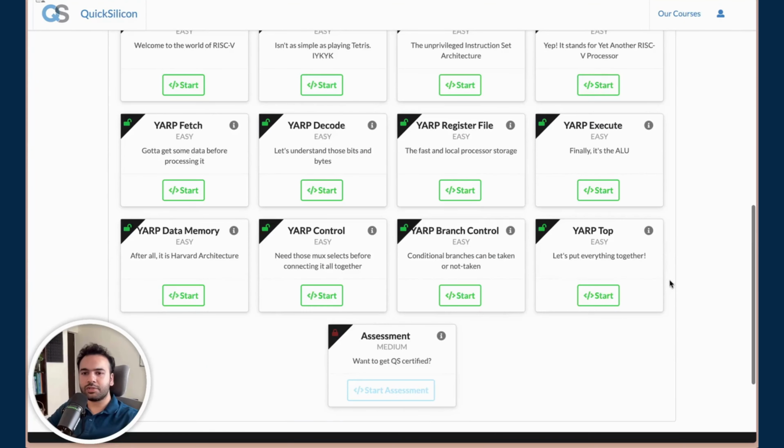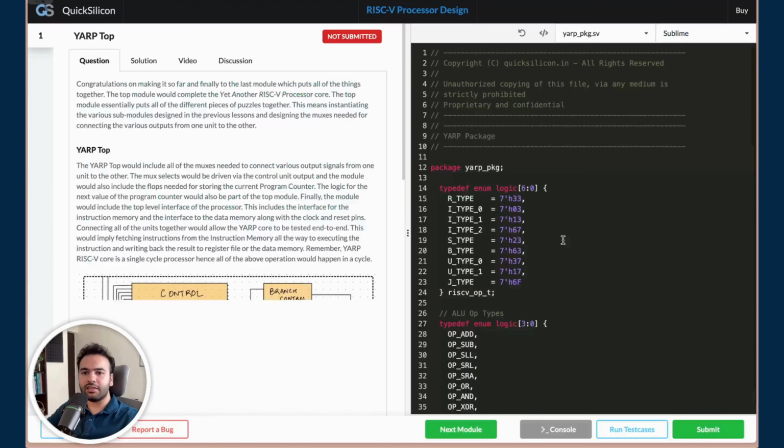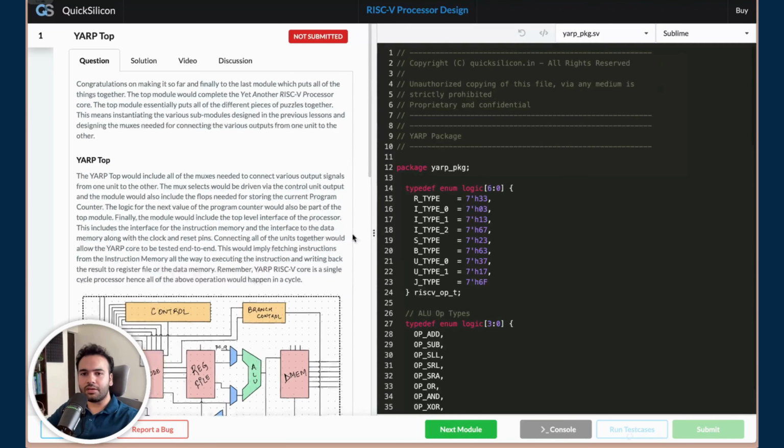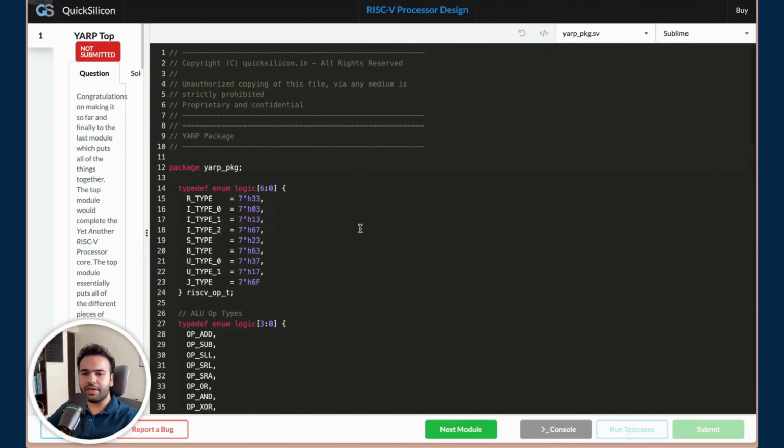And this is the problem which was shared on our Discord server. Someone who was at the final module wrote all of the code, hit run test cases, and then got a weird error. So hopefully it pops up.